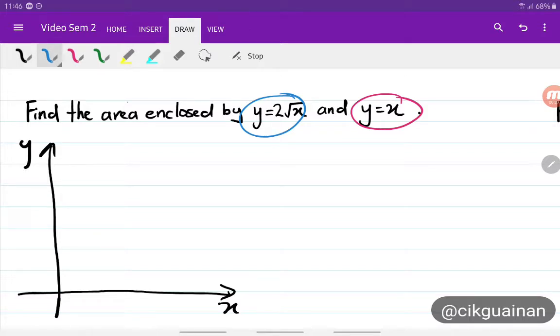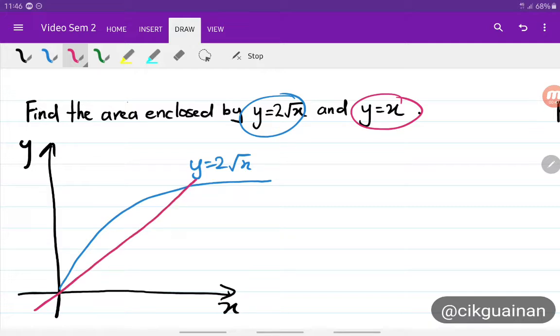Now, y equals 2 surd x is just something like this. And then y equals x is just a straight line like this. Okay, better. Now, the area enclosed by these 2 curves is the one inside here. You see the one that I shade in green lines over here.